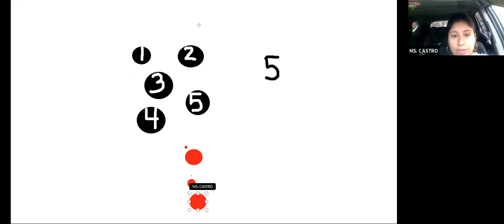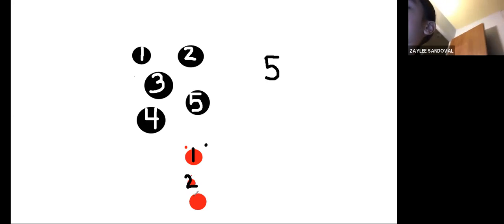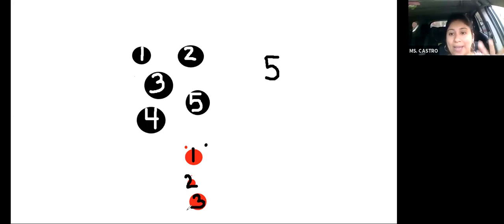All right, so now I'm gonna count and label these chickens. 1, 2, 3. So I'm stopping at 3 because 3 is the amount of chickens that I counted. So on the line, I'm going to write the number 3.